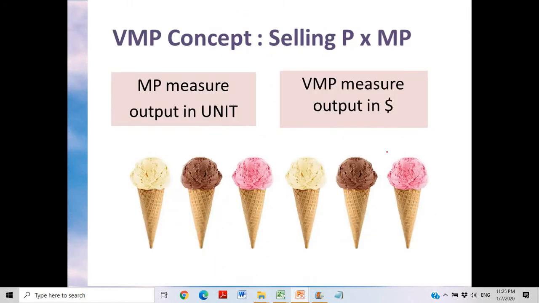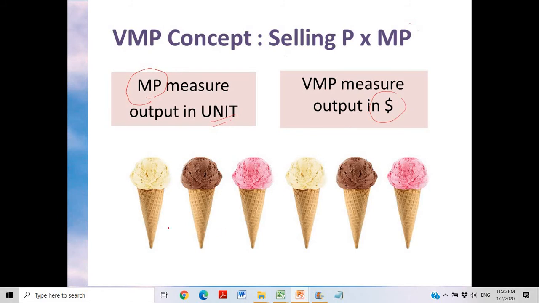So why do we need to convert into, or find, the value of marginal product? Because we have looked into the formula: to get the value of marginal product, we multiply the marginal product with the selling price. You have to understand that marginal product measures the output in units, and a value of marginal product measures the output in dollar form.